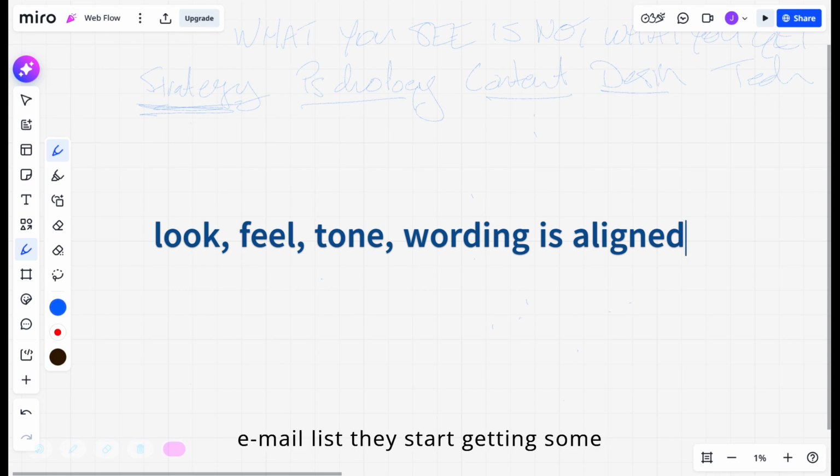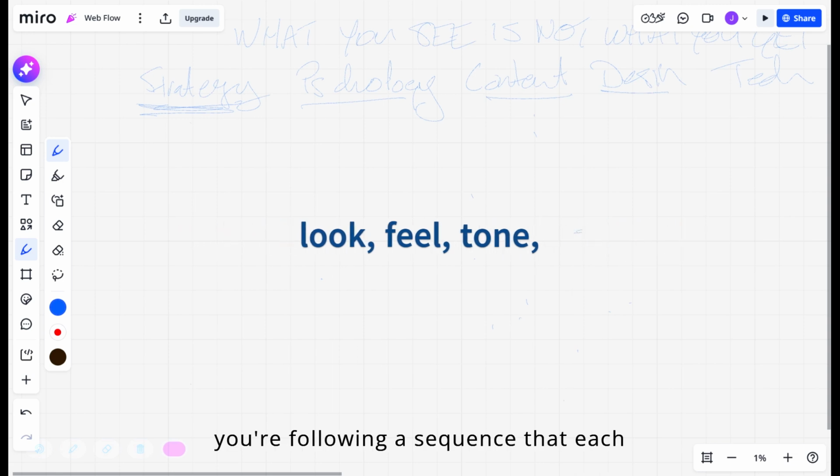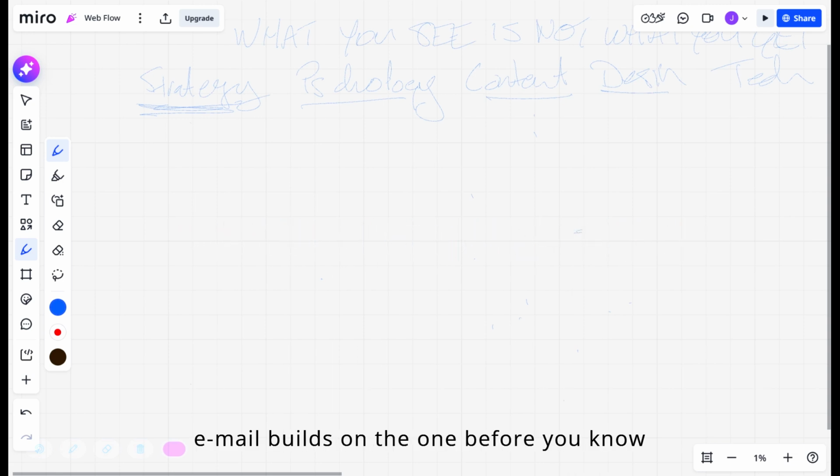So they've got their lead magnet. They end up on your email list. They start getting some emails about your products and services. And again, you want to make sure that you're following a sequence, that each email builds on the one before. You don't want to go straight to, in your first welcome email, buy my stuff, and then go back in the second email to something completely unrelated. It doesn't work that way. So you've got your email sequence, and the last one leads into your webinar offer, registration page, sales page, whatever it is. And again, it needs to feel like it's all part of the same family.